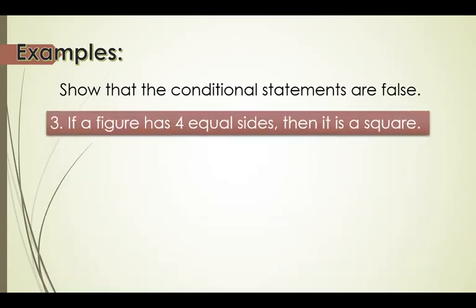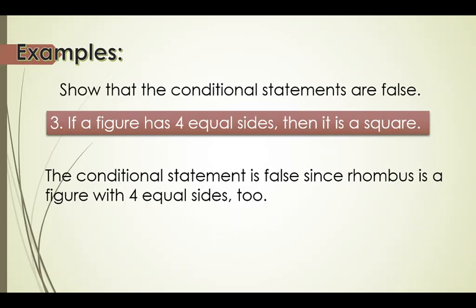Another example of a false conditional statement. If a figure has 4 equal sides, then it is a square. Kapag daw ang figure ay may 4 na side, ito daw ay square na. Tama ba? Meron pa bang ibang figure na may 4 equal sides? Tingnan natin. The conditional statement is false. Bakit? Hindi lang naman square ang may 4 equal sides. Meron din tayong rhombus na may 4 equal sides. Alright? So, kaya ang ating statement number 3 ay false conditional statement.